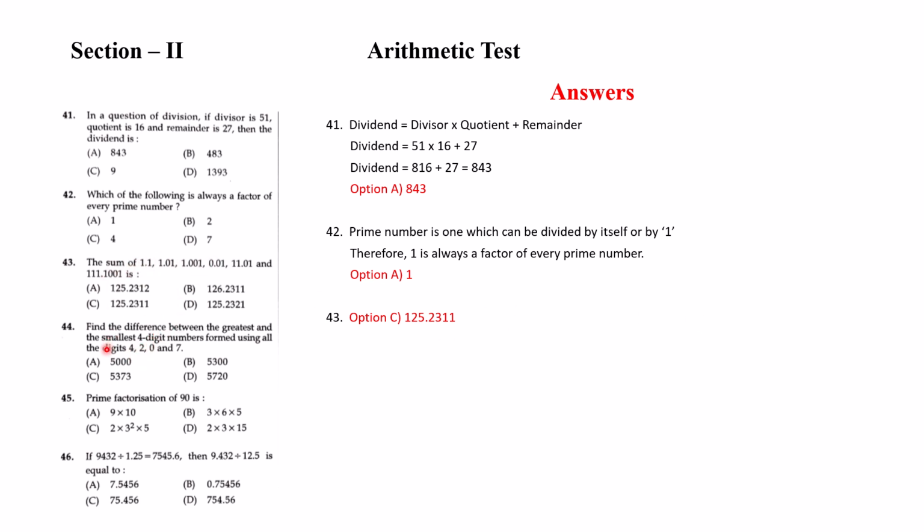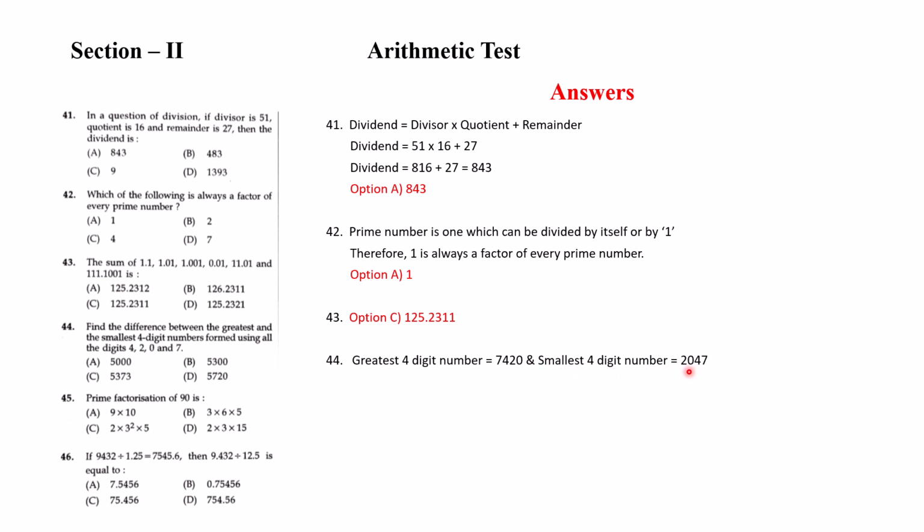Next, question number 44, which says: find the difference between the greatest and smallest 4-digit number formed using all the digits given, that is 4207. Now we can say that the greatest number we can form using these digits would be 7420 and the smallest 4-digit number would be 2047.